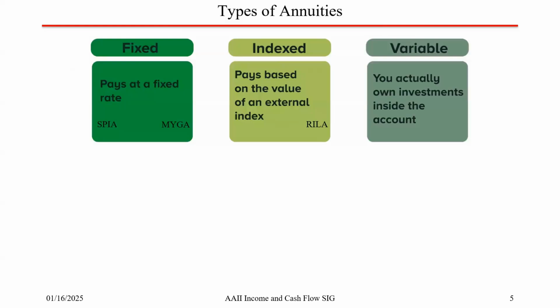Okay, so types of annuities. Generally, you have three kinds, but then we'll see other things.